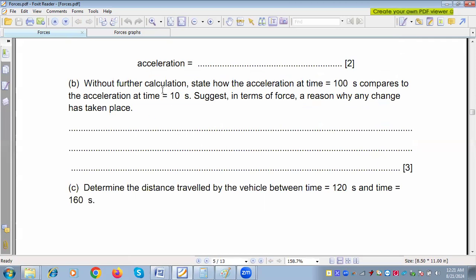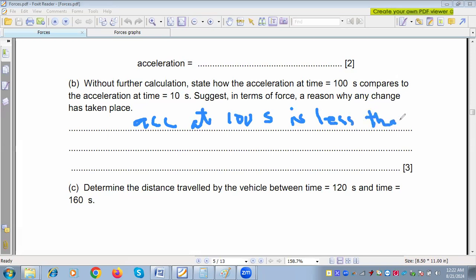There are 3 marks for this question. It means there should be 3 points here. First should be the answer. What happens to the acceleration? Acceleration at 100 seconds is less than, you can simply write acceleration decreases. Less than, this is 1 mark, the acceleration at 10 seconds.